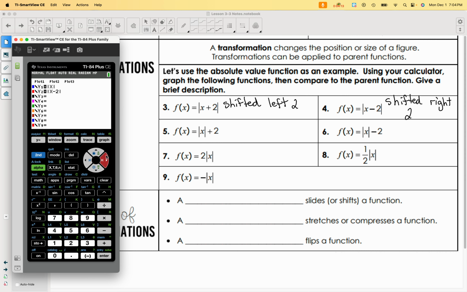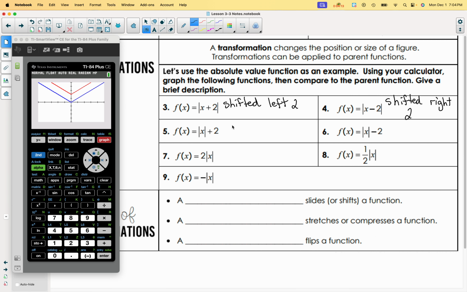So I'm just going to clear this. If you hit clear, that will clear the whole thing out. Start over. So alpha, hit the absolute value of x, and then you have to hit the right arrow so you're outside of the absolute value and plus 2. And I'm going to hit graph. Okay, is that what you thought might happen? So what happened was it shifted up 2.